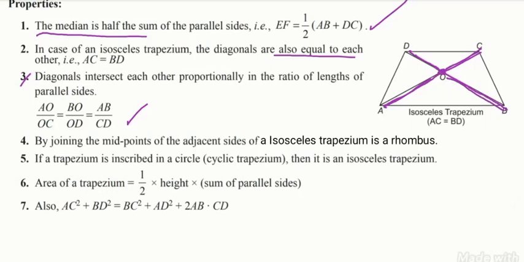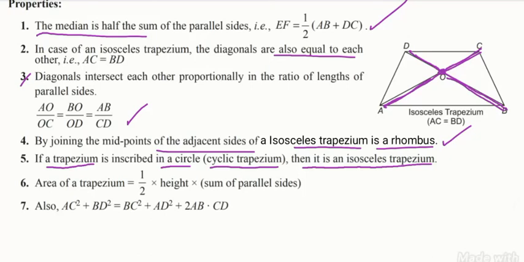Next, by joining the midpoints of adjacent sides of an isosceles trapezium, we will get a rhombus. Very important one: if a trapezium is inscribed in a circle, meaning a cyclic trapezium, then it is an isosceles trapezium. Area of the trapezium formula we know very well: half into height into sum of the parallel sides.